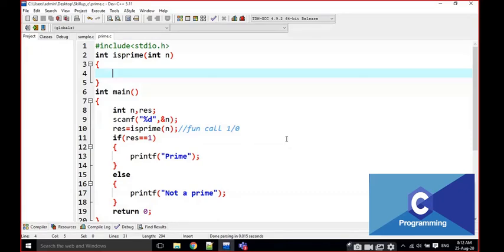Now I am going to check. Here I am going to take some i value, and I am going to check the factor count of the number.